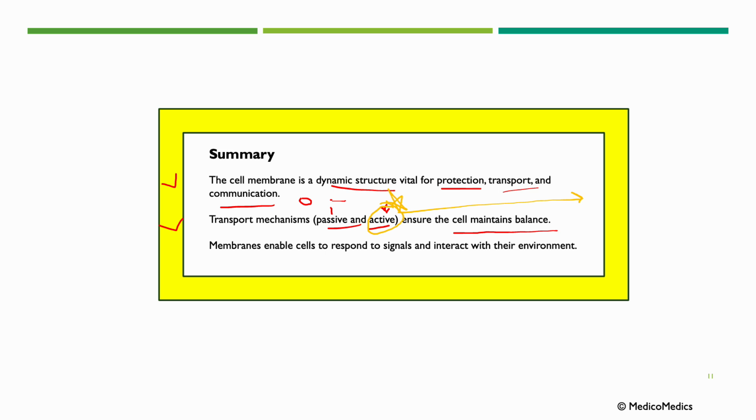And you can remember the mountain metaphor, whereby you're trying to push something uphill. You will have resistance, right? So you need to create and use energy to be able to push against this gradient that is pushing down. This is not happening when we talk about passive transport. And finally then, membranes enable cells to respond to signals and interact with their environment. Now with this foundation, we're ready to explore how cells communicate with each other in cell signaling next.